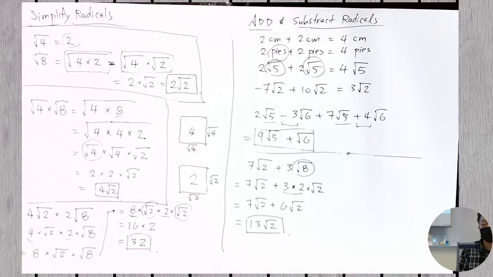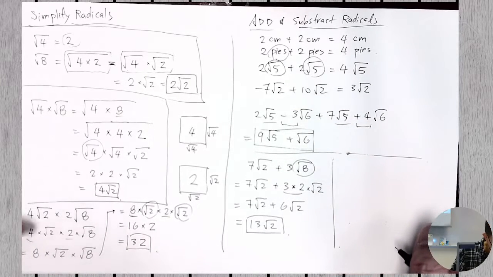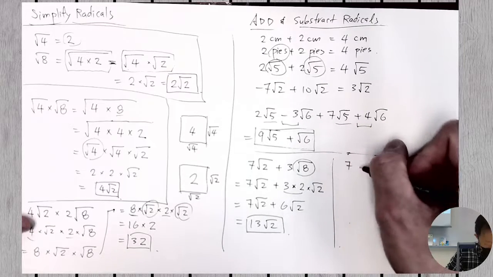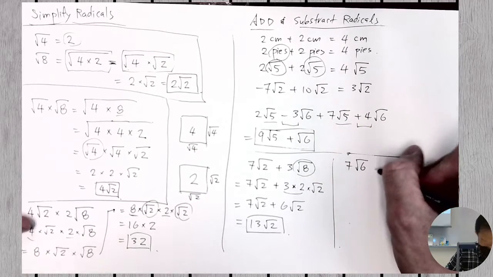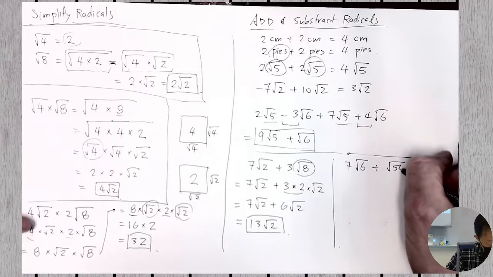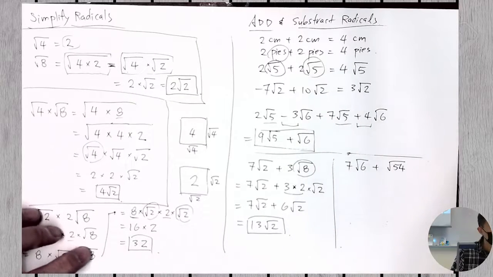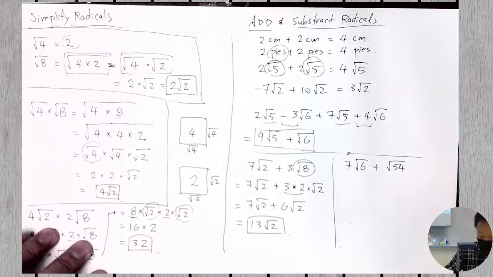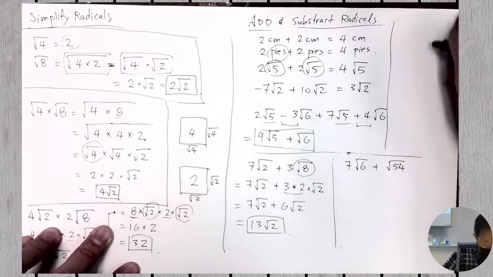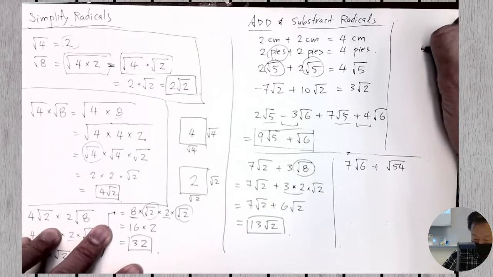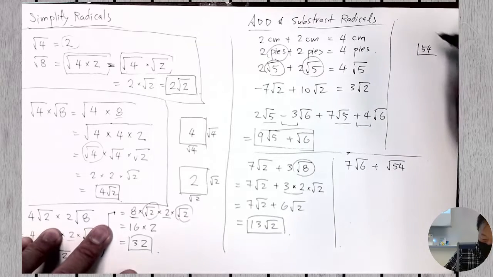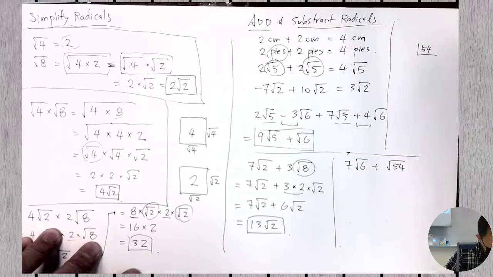Following so far? Final example. If we have 7 square root 6 plus square root of 54, okay? Again, that 54 probably has some hidden identity there. So let's borrow some space from here. 54, let's use prime factorization, our best friend here, to help us out break this Lego piece.